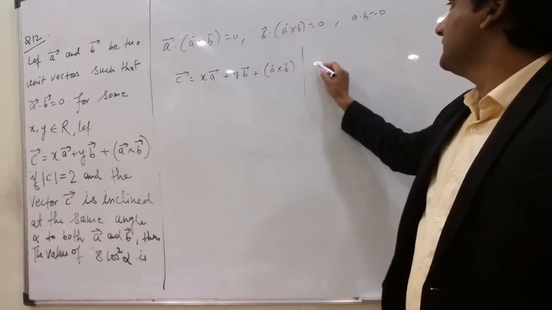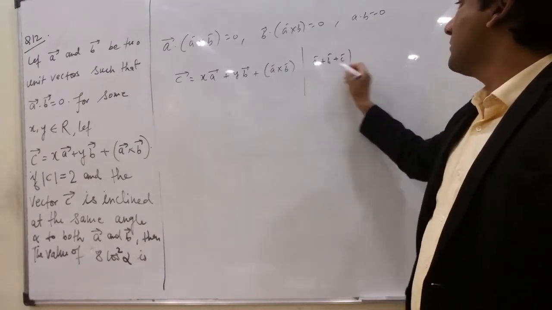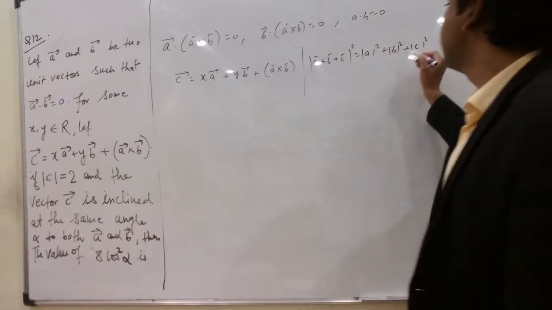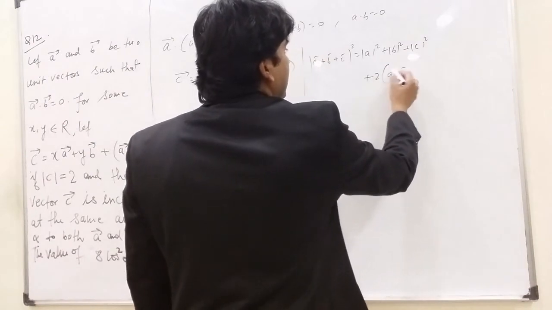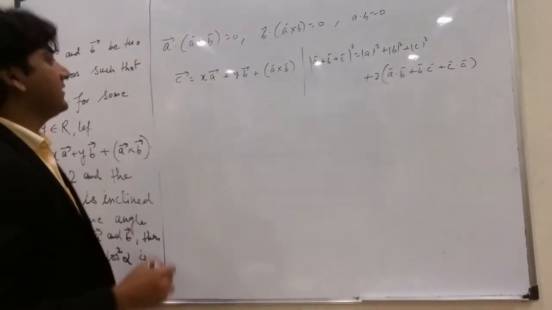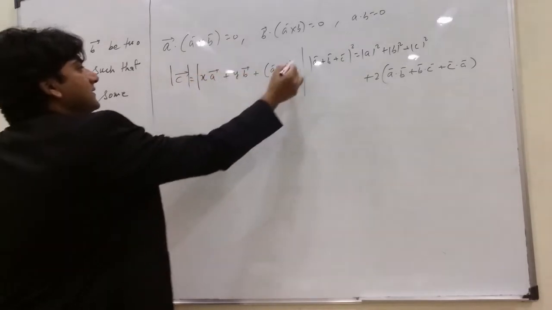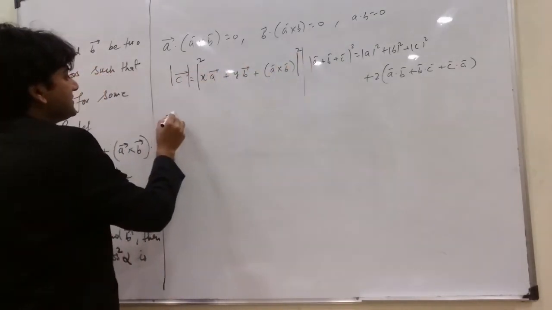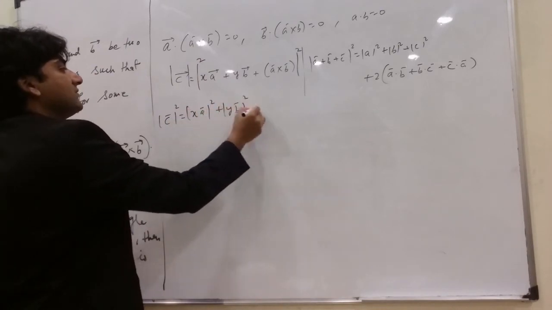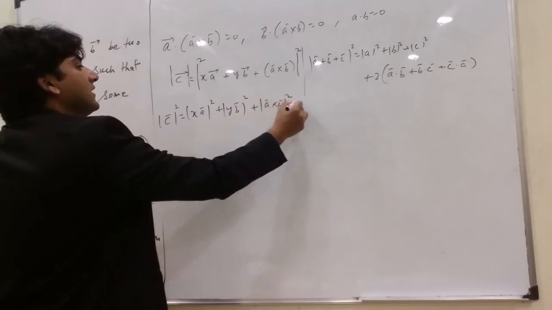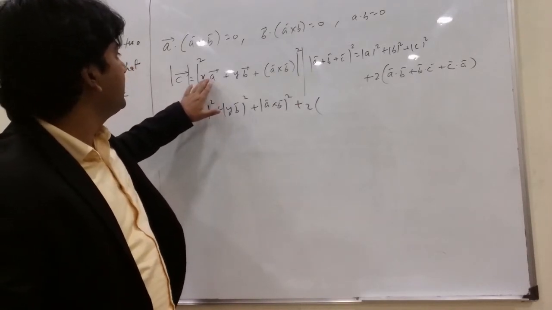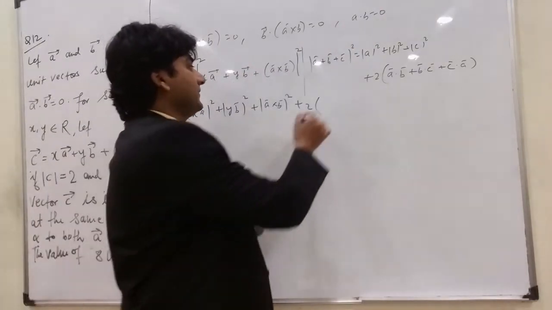Now, if you remember one formula, then |A + B + C| square is |A| square plus |B| square plus |C| square plus twice of (A dot B plus B dot C plus C dot A), right? We will apply this concept over here. Apply mod on both sides and then square. So this is |C| square, this is x square |A| square, this is y square |B| square, this is |A cross B| square, then plus twice of, now we have to understand, xy A dot B, and A dot B is 0.